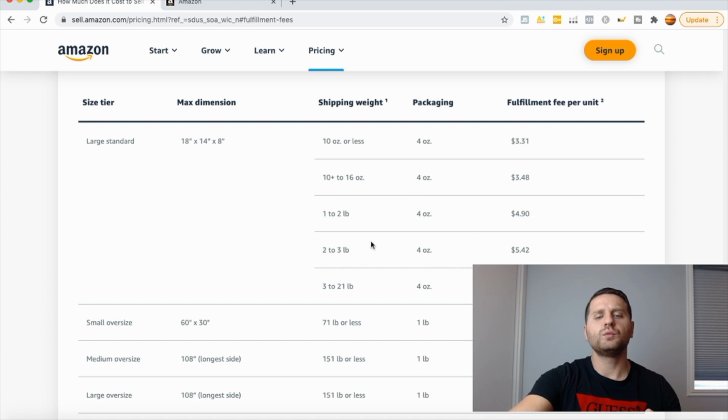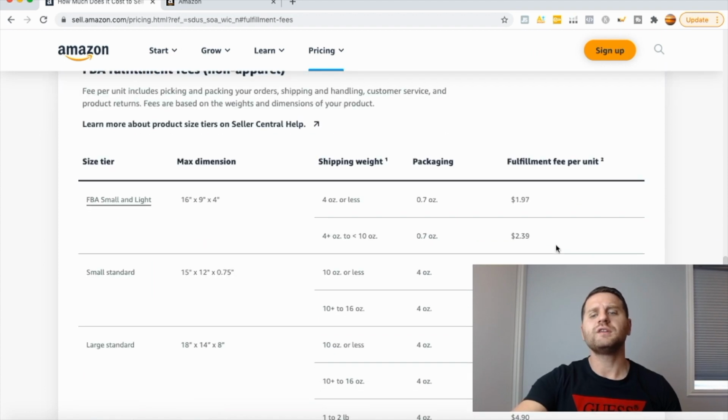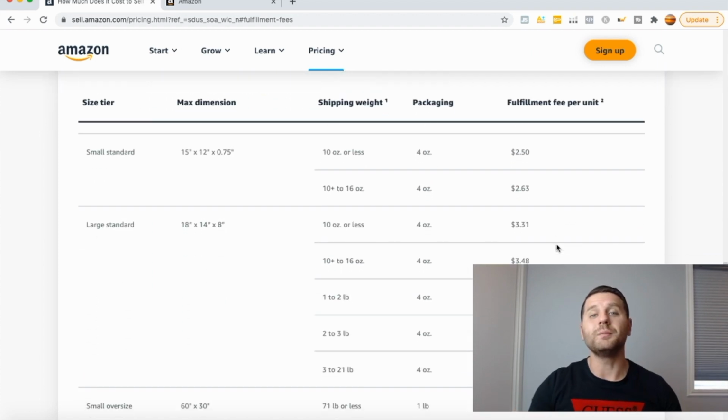The next fee will be 2 pounds to 3 pounds. If it is 4 ounces packaging, you will pay $5.42 fulfillment fee per unit. So you want to go ahead and once again ask your supplier for your product package dimensions in its packaging and your product's weight. You want to go ahead and take a look at this chart over here to see exactly what your fulfillment fee will be per unit.